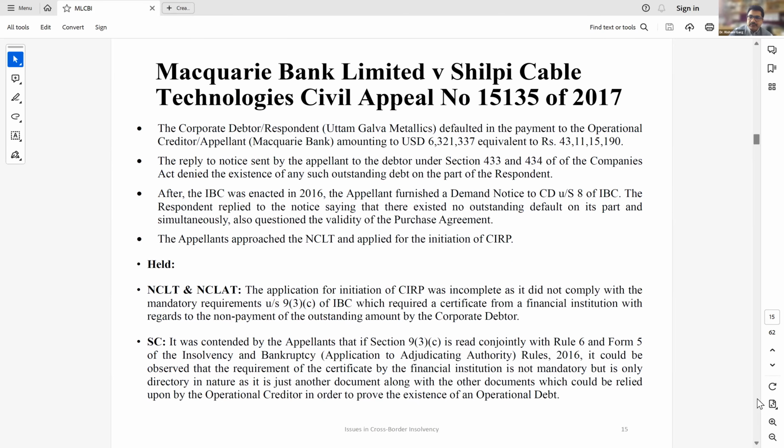Then moving on to some leading cases, you are already aware of the Macquarie Bank versus Shilpi Cables case. It was held that even though the creditor was a foreign creditor, that does not restrict the creditor from filing a claim. Here, the creditor is filing a claim in India. So a creditor may be foreign or domestic, that does not make a difference.